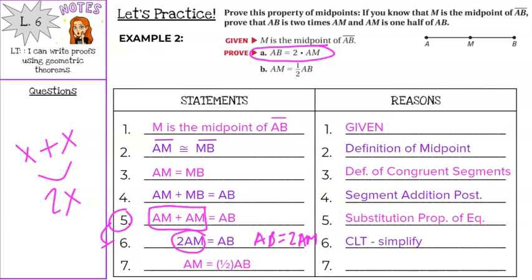And then if we just take that 2 away from AM by dividing both sides by 2, which we can do by our division property of equality, we get AM equals 1/2 AB. So that is the end of your notes. You can go ahead and move into your practice.